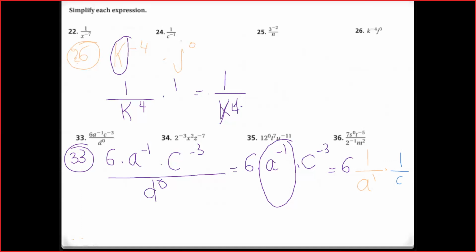3. Thank you. Now, we're going to multiply the numerator. 6 multiplied by 1 multiplied by 1 is what? 6 over a c cubed. This is now the simplified expression for number 33.